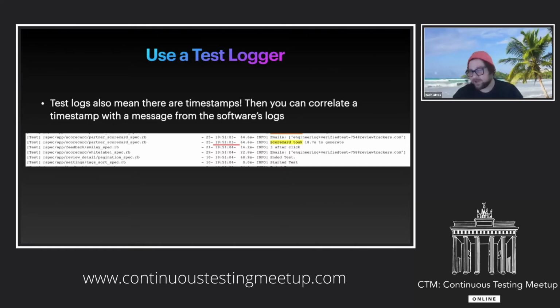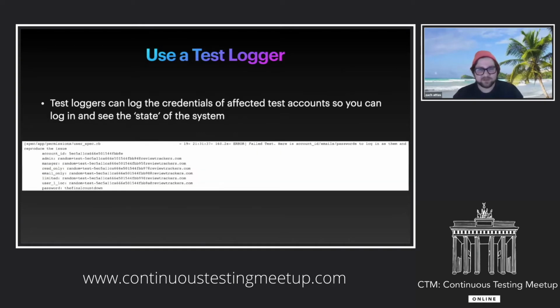And you can't really do that with a video as easily. So that's another reason to use test loggers. Another thing we do at Review Trackers with our test loggers is we log out the credentials of the test accounts that are used for the test. So if a test happens to fail, you can log in and see the state of the system at the point of the test failure. That's hugely beneficial to be able to reproduce issues. So yeah, that's another thing we use the test logger for.